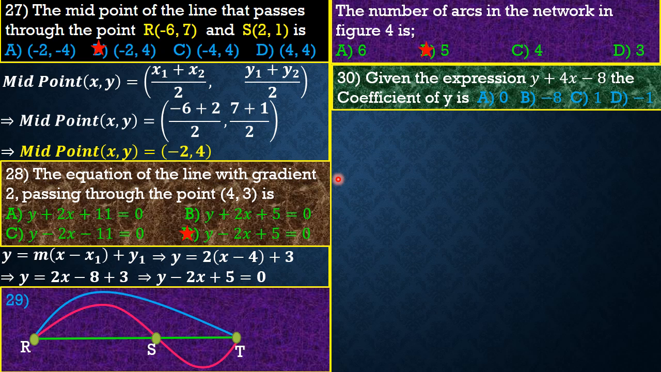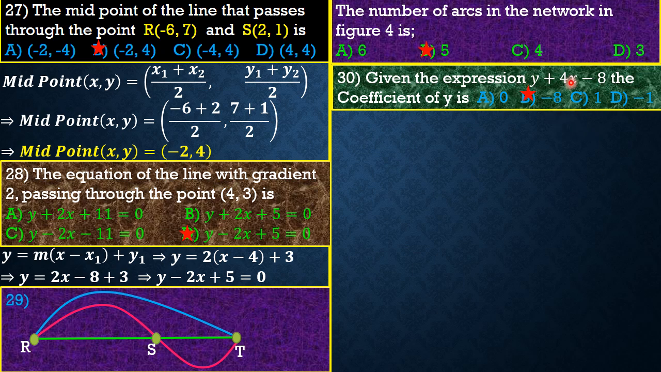Question 30 reads that given the expression y plus 4x minus 8, the coefficient of y is. So the coefficient of y is simply the digit before y. So the coefficient of y in this case is 1, right? Because 1 times y is y. So option C is the best option.